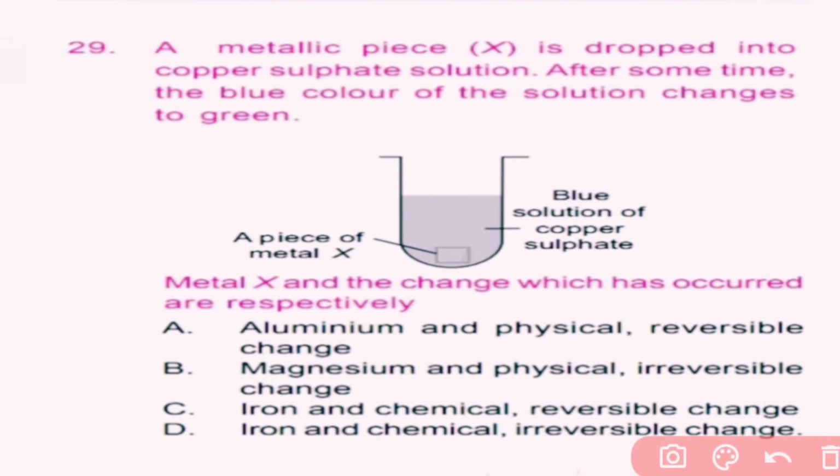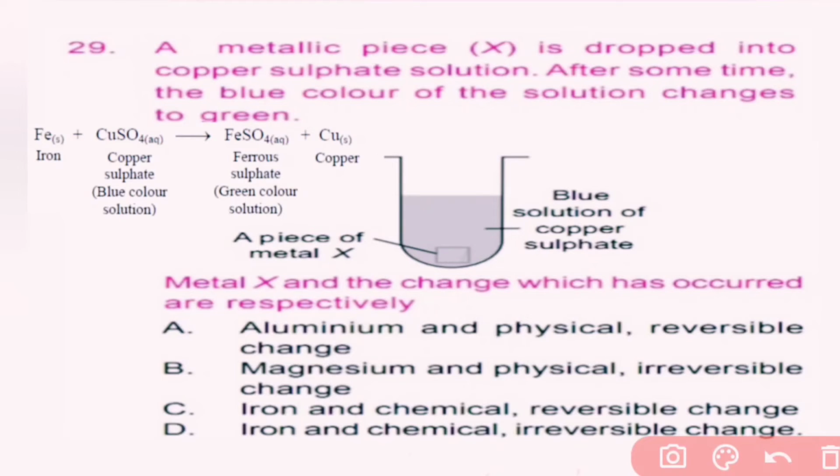Question number 29. A metallic piece X is dropped into copper sulfate solution. After some time the blue color of the solution changes to green. So here that metallic piece is iron. It reacts with copper sulfate, which gives ferrous sulfate, which is green in color. So this is a chemical change and it is not reversible, it is irreversible. So here D is the correct answer.